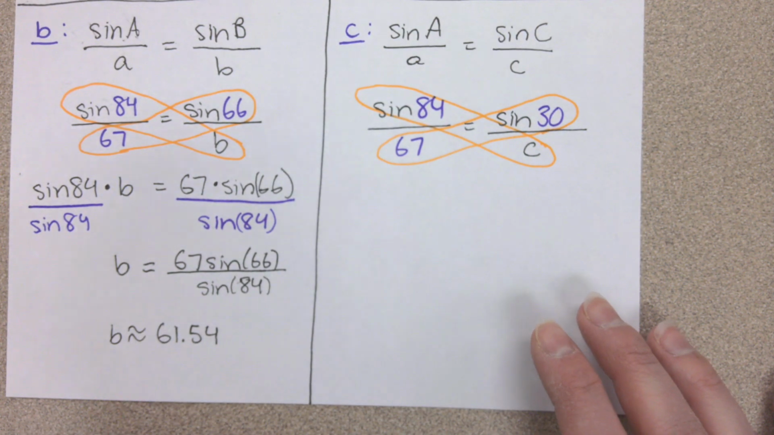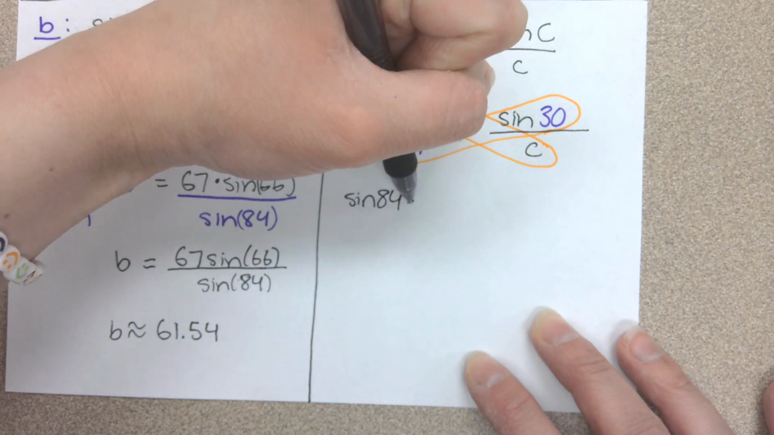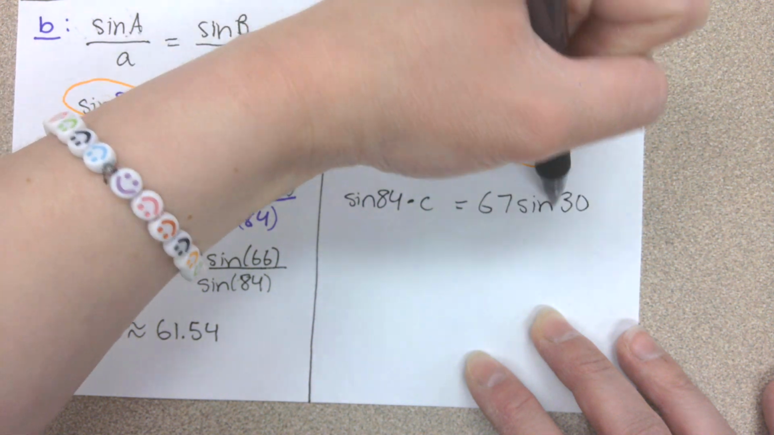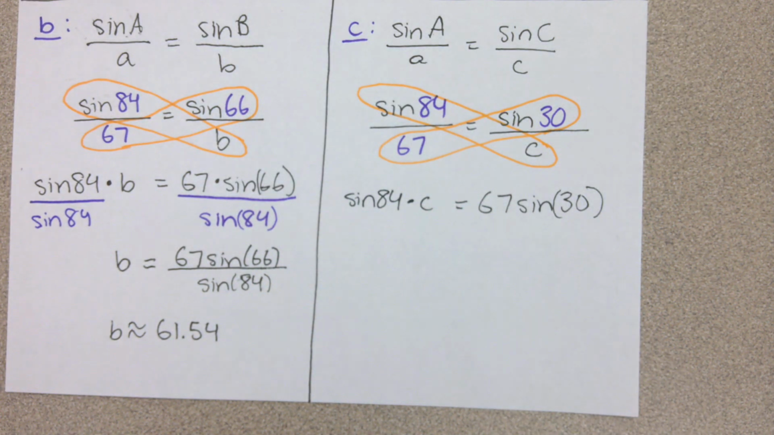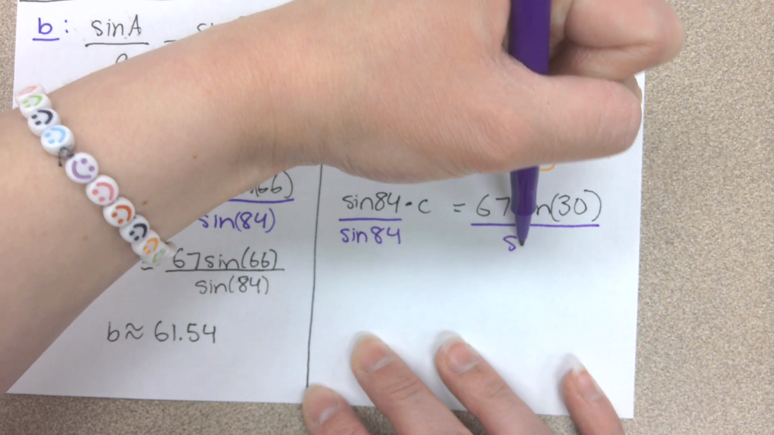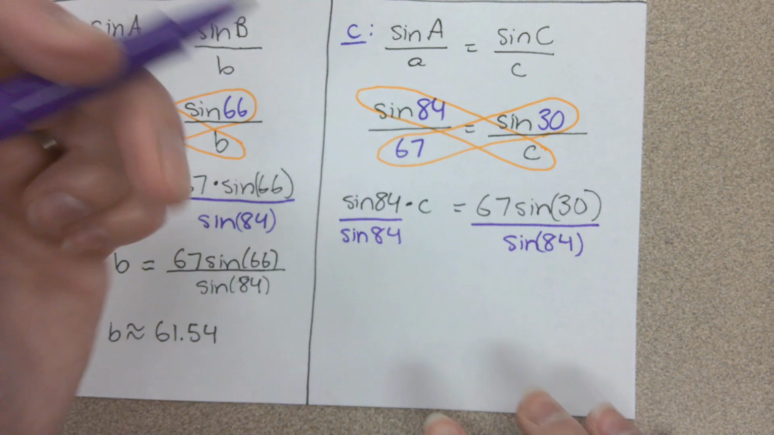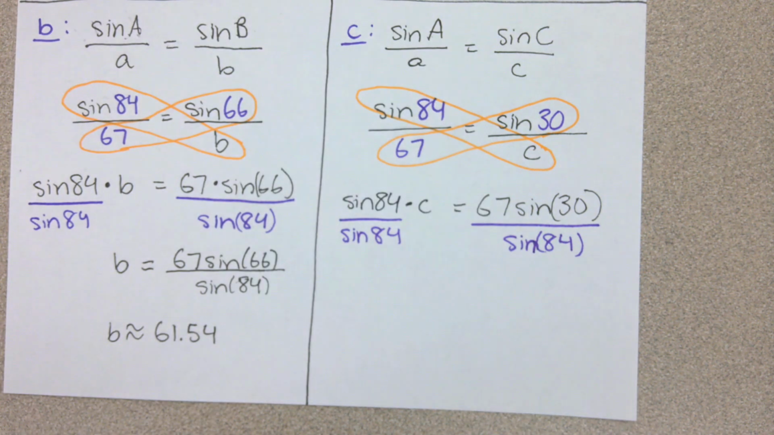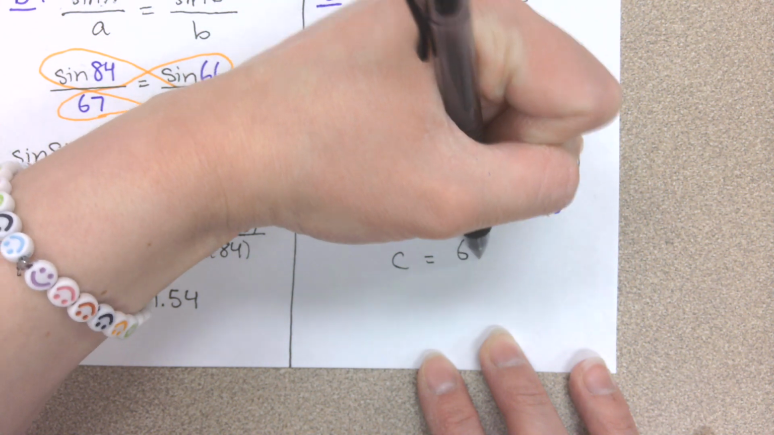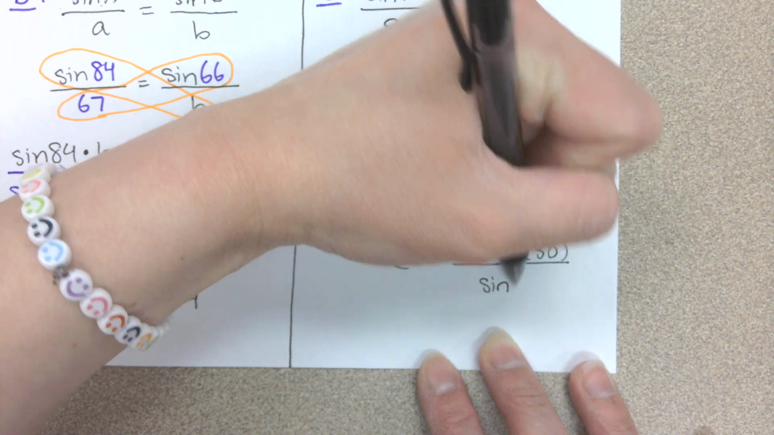Cross multiplying, we have sine of 84 times C is equal to 67 sine of 30. Divide off sine of 84 on both sides. C equals 67 sine of 30 over sine of 84.